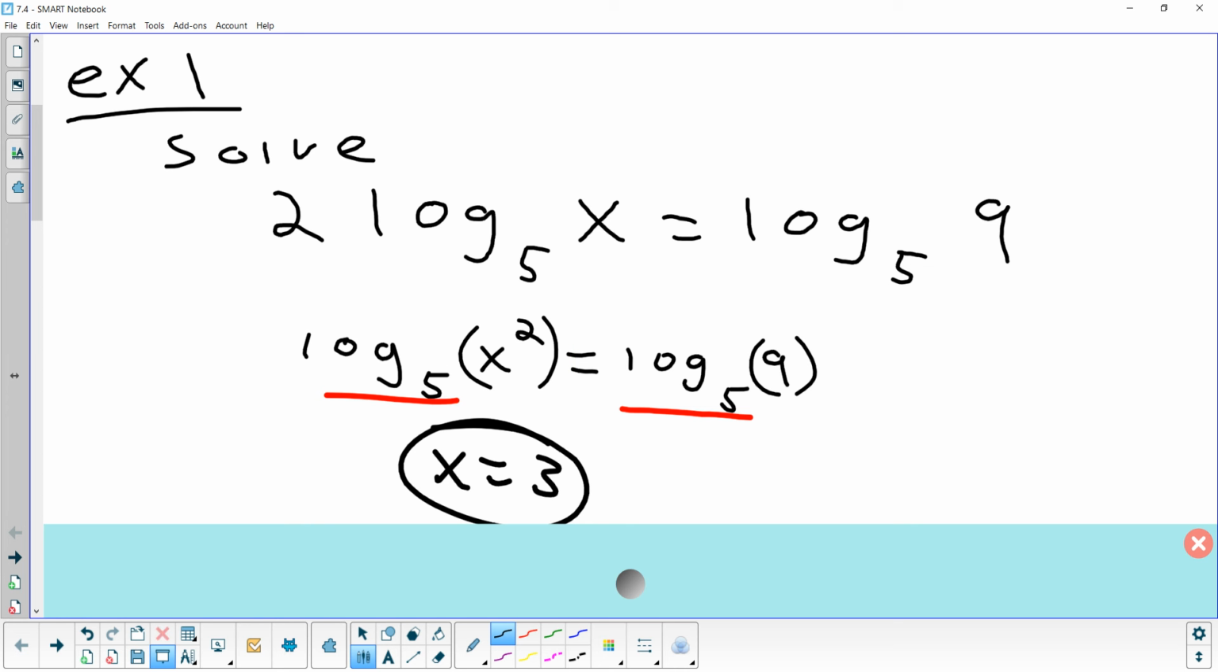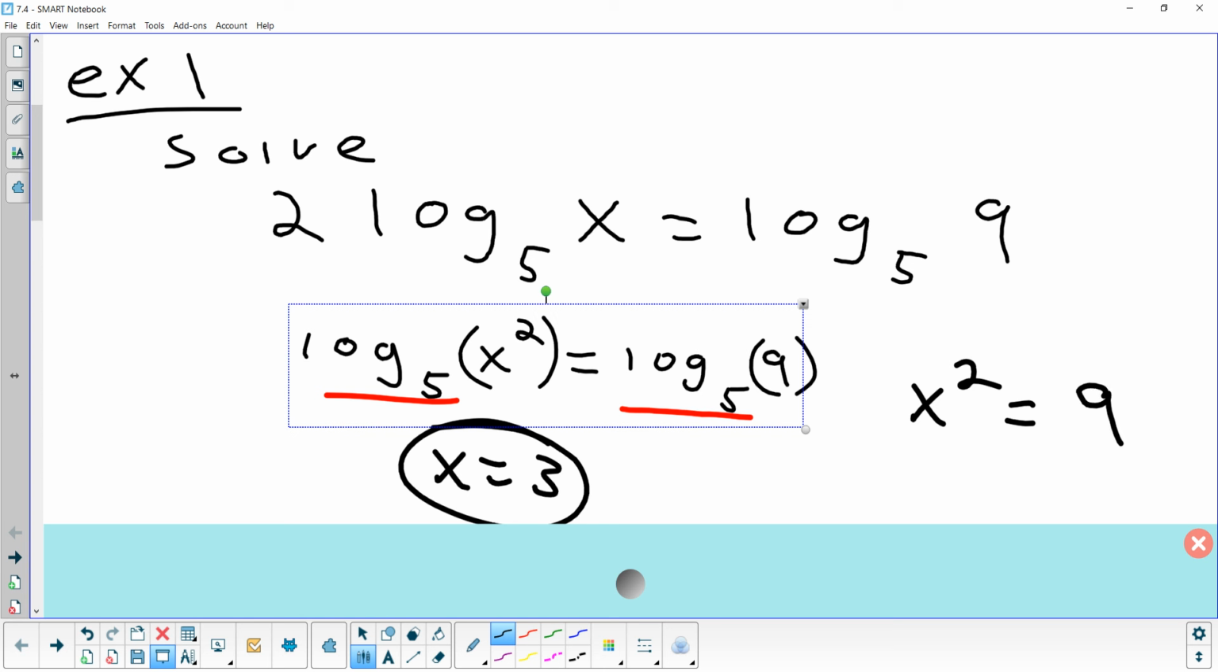If you're not sure how to get 3, the idea here is that the log base 5s already match, so we can ignore those. Let's look at the part that doesn't match. We have an x squared on the left, and we want that to match the argument on the right, which is a 9. If you want to solve that, you take the square root of both sides and you get x equals 3. And that's how you would solve it. Any questions on that one?